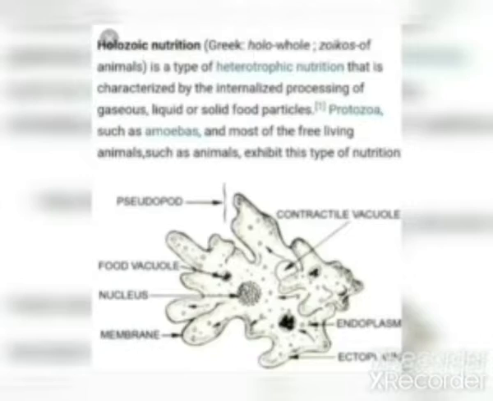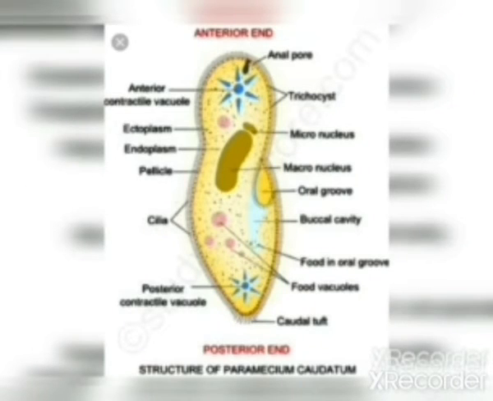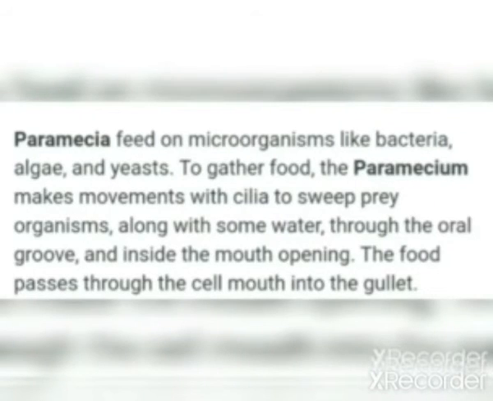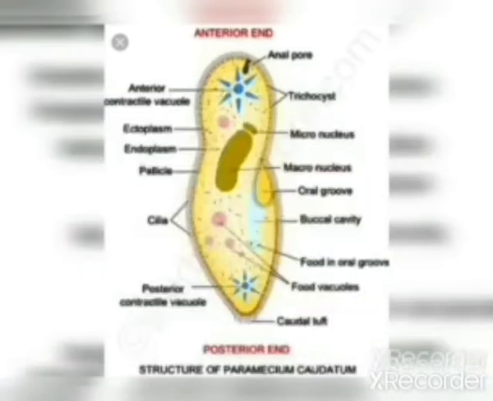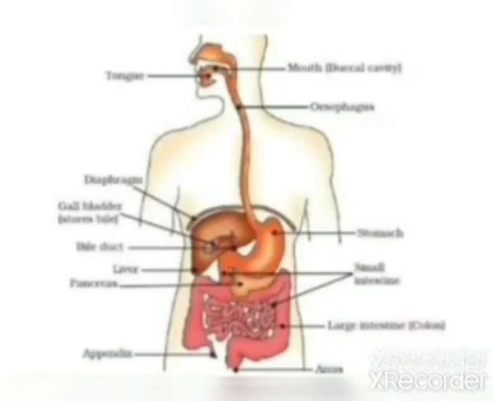What is nutrition in paramecium? In paramecium, which is a unicellular organism, the cell has a definite shape and food is taken in at a specific spot. Food is moved to this spot by the movement of cilia, which cover the entire surface of the cell.